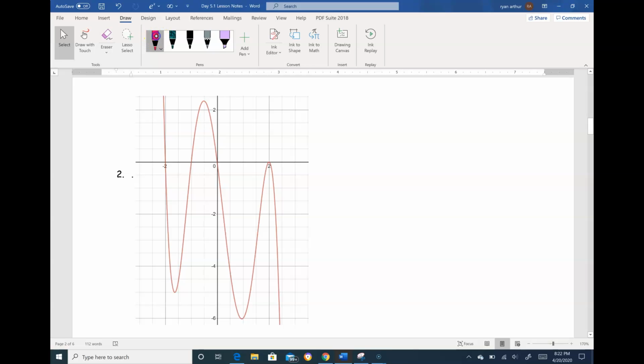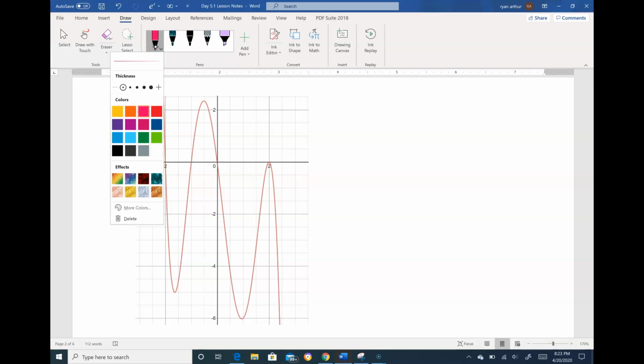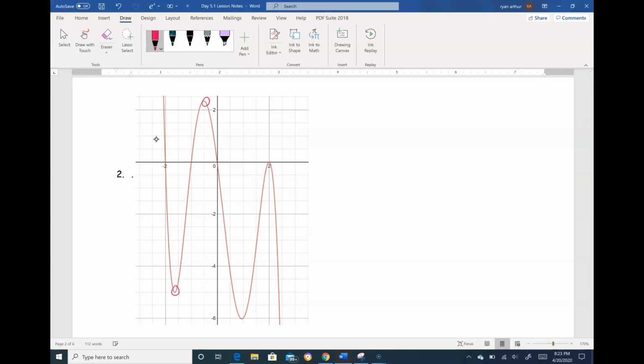All right, so first we're going to count the humps. Okay, we're going to count how many humps we have. We got 1, 2, 3, 4. So it's going to be 4 plus 1. So that means my degree is 5. So this is a big guy.